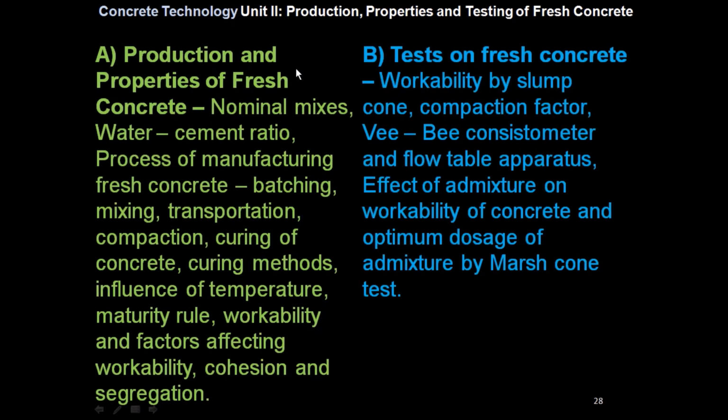Similarly, it includes part B, tests on the fresh concrete, which includes workability by slump cone, compaction factor, VB consistometer and flow table apparatus, effect of admixture on workability of concrete and optimum dosage of admixture by Marsh cone test.